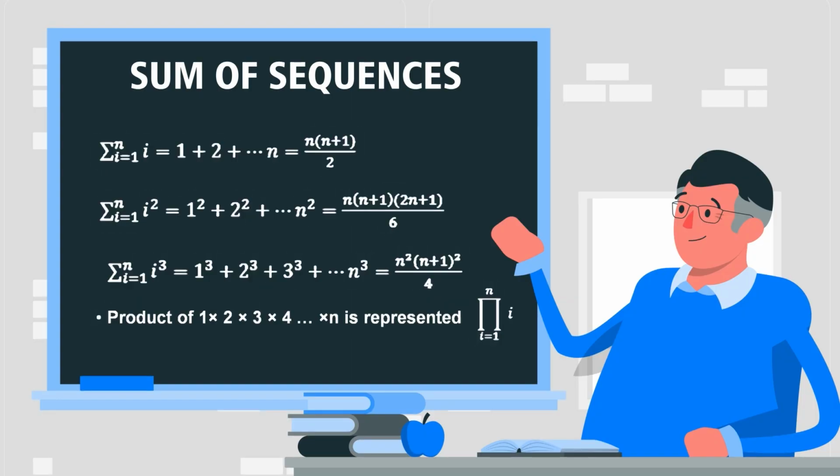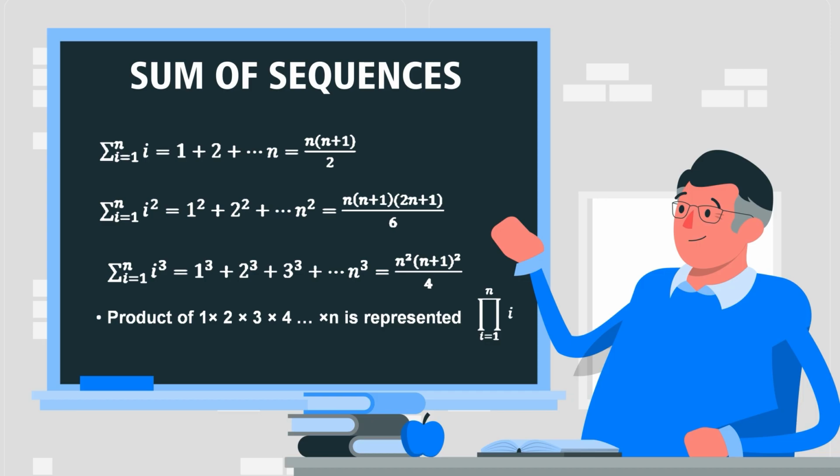Then comes a very important topic: summations, which are basically sums of sequences. If you remember, in the last session we summed up 1 plus 2 plus 3 till n, which is summation of i equals 1 till n of i, given as 1 plus 2 plus ... plus n, and it is n into n plus 1 by 2.